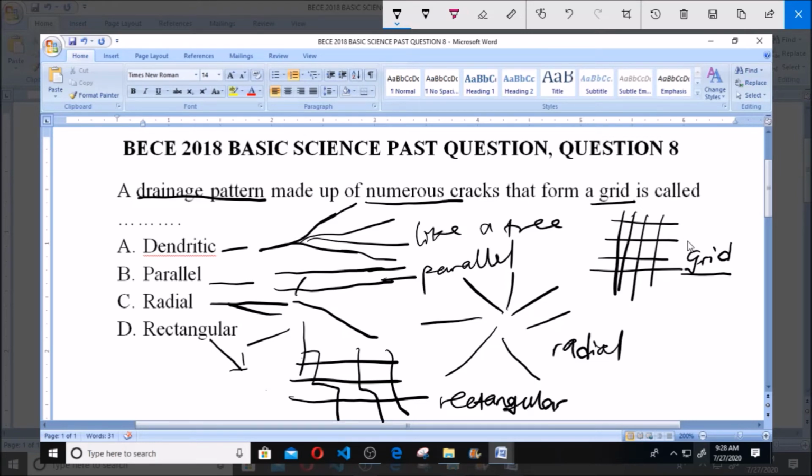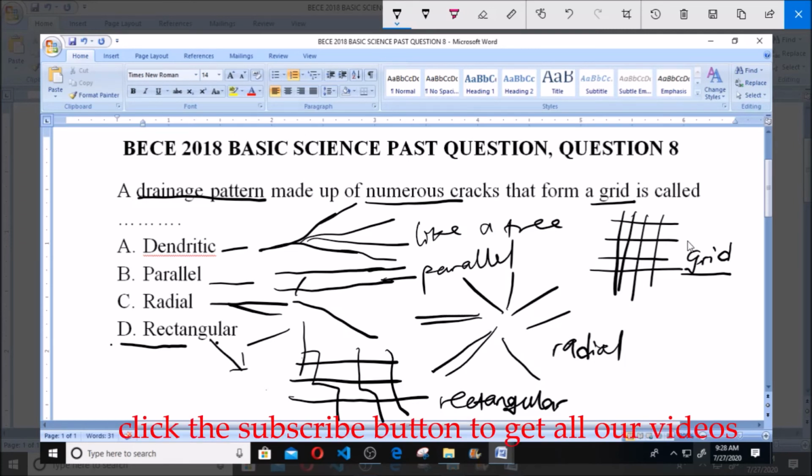So from this, you see that D is our answer, rectangular, because we are asked to look for a drainage pattern made up of numerous cracks that form a grid, and all these are drainage patterns. The dendritic drainage pattern is in form of a tree. The parallel drainage pattern is like a river basin, parallel, they do not meet. Then the radial drainage pattern is constructed in a circular manner, radially, like this. Then the rectangular pattern is in form of a grid. The rectangular drainage pattern is like this, in form of a grid.